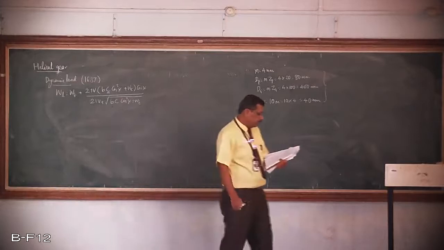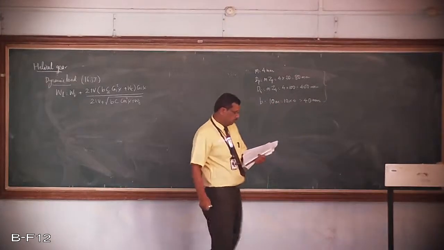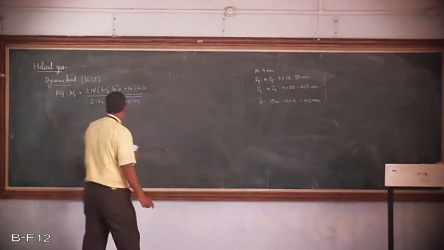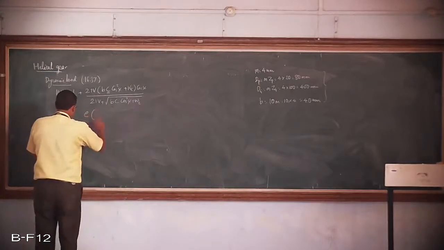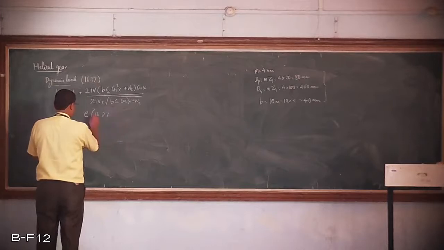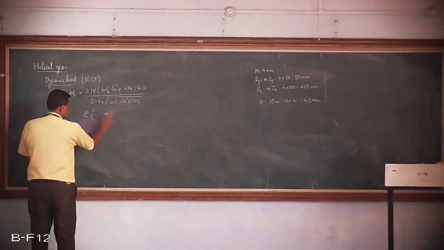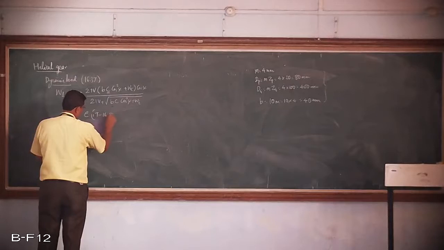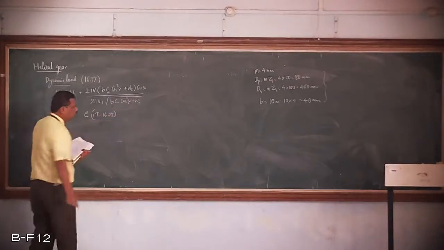The permissible error in microns is given, one based on module and one based on velocity. Let us go with the module. Therefore, error e from table 16.27, corresponding to a module of 4 millimeters.